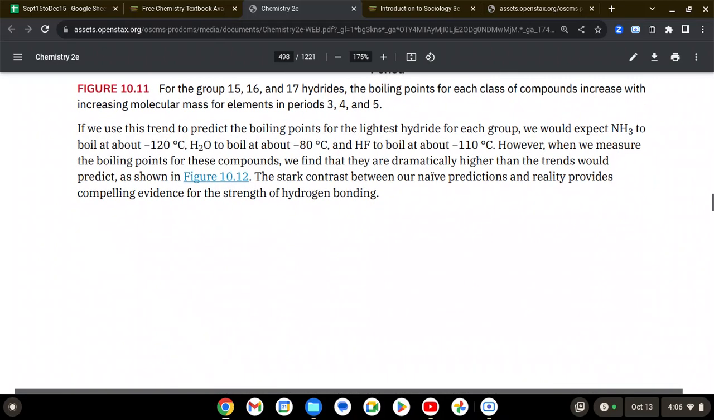If we use this trend to predict the boiling points for the lightest hydride for each group, we would expect NH3 to boil at about -120 degrees Celsius, H2O to boil at about -80 degrees Celsius, and HF to boil at about -110 degrees Celsius. However, when we measure the boiling points for these compounds, we find they are dramatically higher than the trends would predict, as shown in figure 10.12. The stark contrast between our naive predictions and reality provides compelling evidence for the strength of hydrogen bonding.